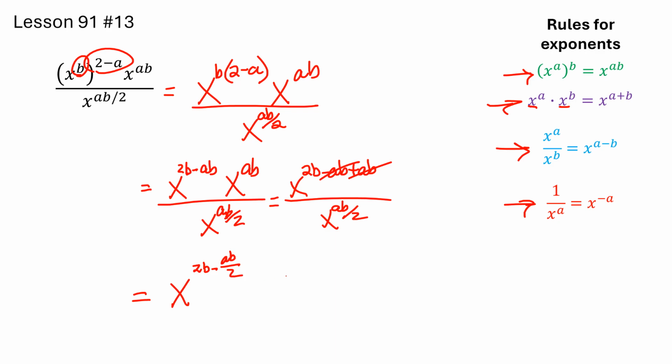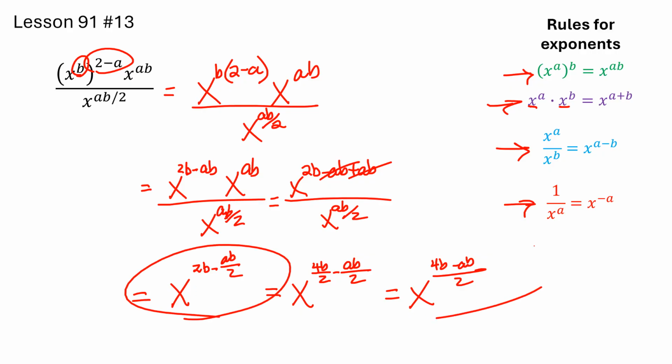And you could leave that answer like that, as far as I'm concerned, or you could get a common denominator and add those together. So if you did that, you would multiply 2b by 2 over 2, and you'd have 4b over 2 minus ab over 2, and that would just be x to the 4b minus ab over 2. But I don't think that looks any better than this does. So either one of those is perfectly fine.